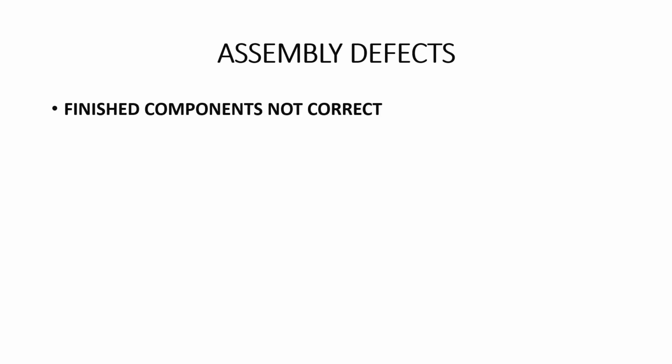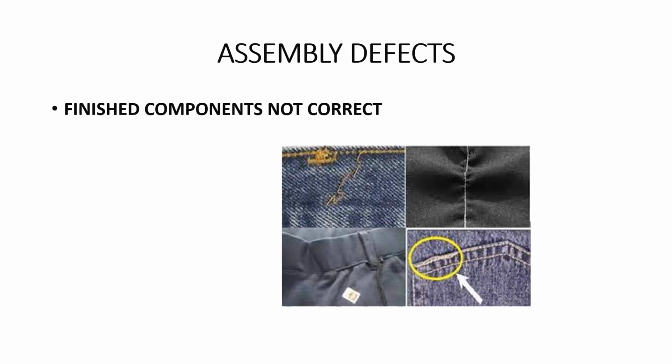Now here in the assembling, the first point comes the finished components. The finished components must be correct first of all. Then only assembling is possible correctly. So the finished part of the components in a garment, that is important here.